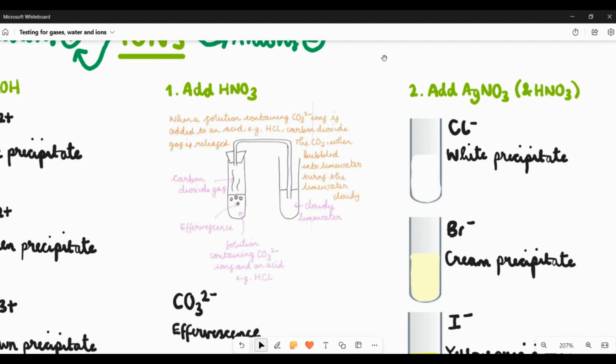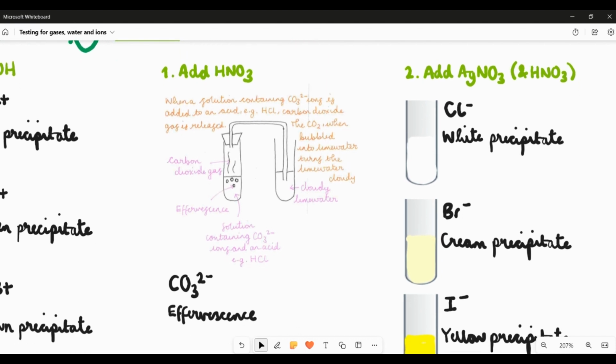That would give us effervescence. So for carbonate ions, if we add nitric acid and we see effervescence, we know that we have carbonate ions. If we don't see effervescence, we move on to step 2, and to the nitric acid we have already added to that test tube, we can add AgNO3, which is silver nitrate.